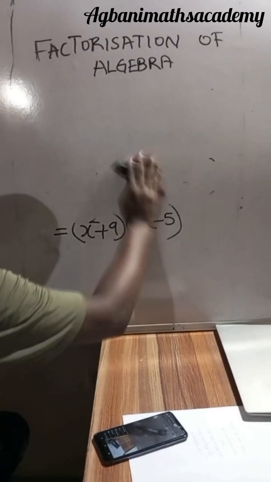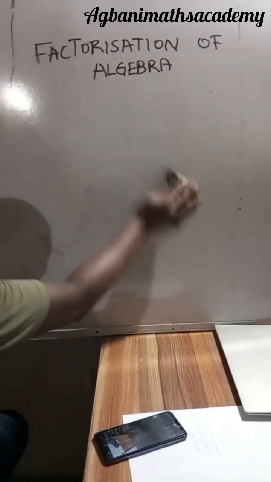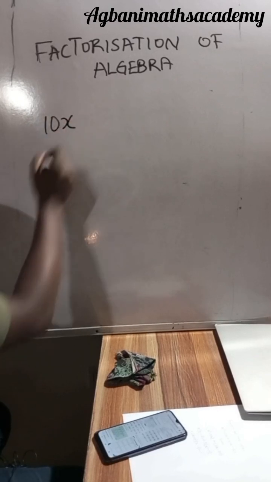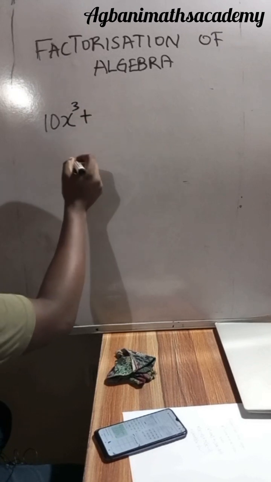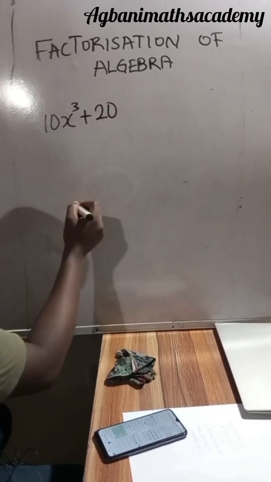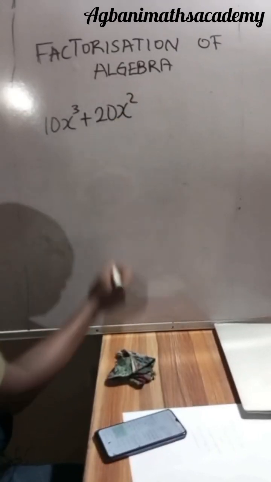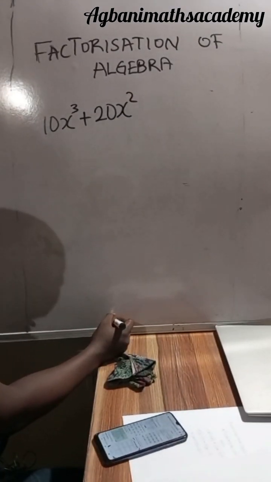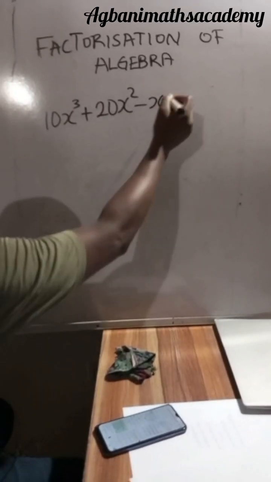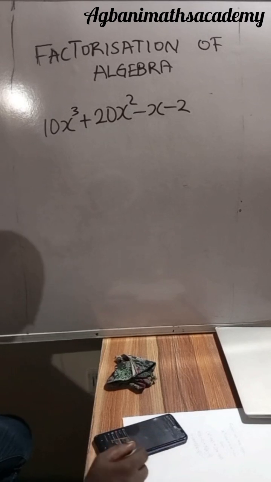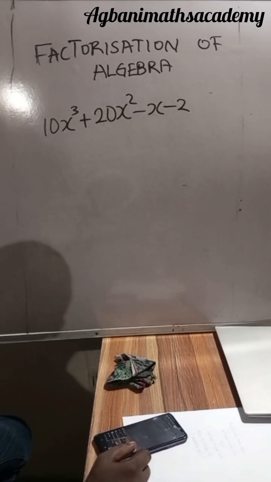Okay, so we're going to look at a third example that is a little bit different from what we have been doing. Let's look at an example here: 10x to the power of 3 plus 20x to the power of 2 minus x minus 2.